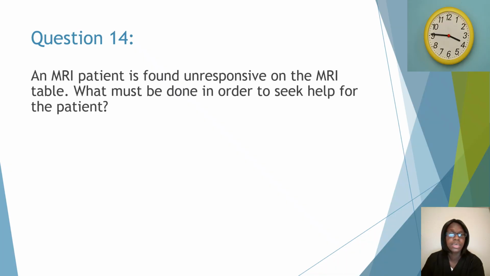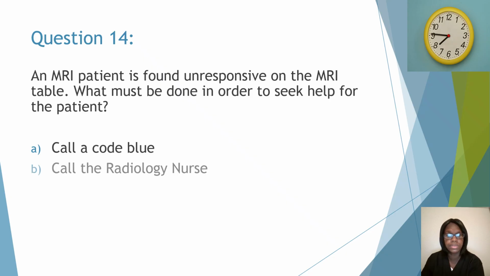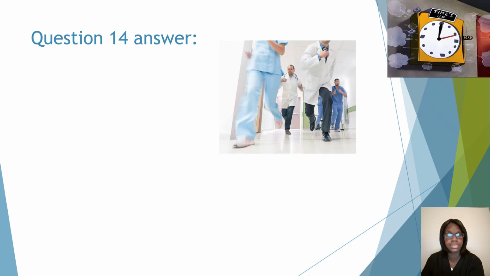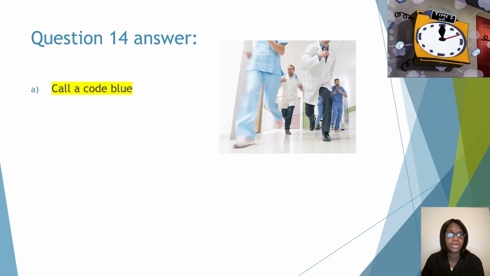Question 14. An MRI patient is found unresponsive on the MRI table. What must be done in order to seek help for the patient? A. Call a code blue. B. Call the radiology nurse. C. Call the radiologist. D. Hit the quench button. All right, the correct answer is call a code blue.